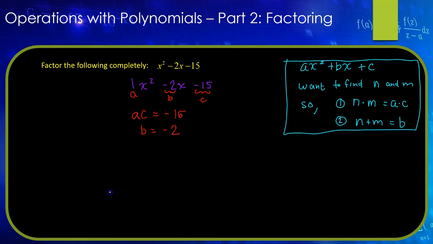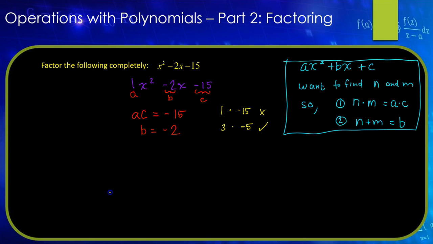So I got to think of numbers that would multiply and give me negative 15. 1 and negative 15 would be an instance, but if I add those together, I get negative 14. So that doesn't work. I have 3 and negative 5. Multiply those together, I get negative 15. And when I do add them together, I do get negative 2. So 3 and negative 5 are the numbers I'm looking for here.